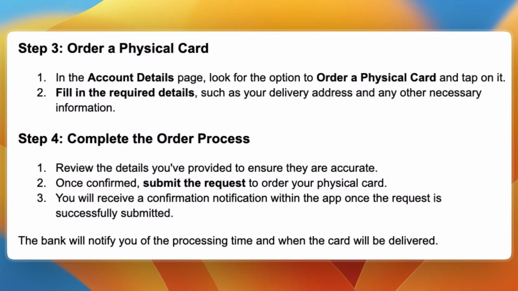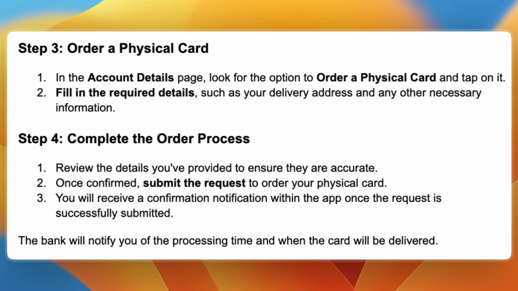Step number 3 is to actually go and order a physical card. So in the account details page, look for the option to order a physical card and tap on it. Then fill in the required details such as your delivery address and any other necessary information.